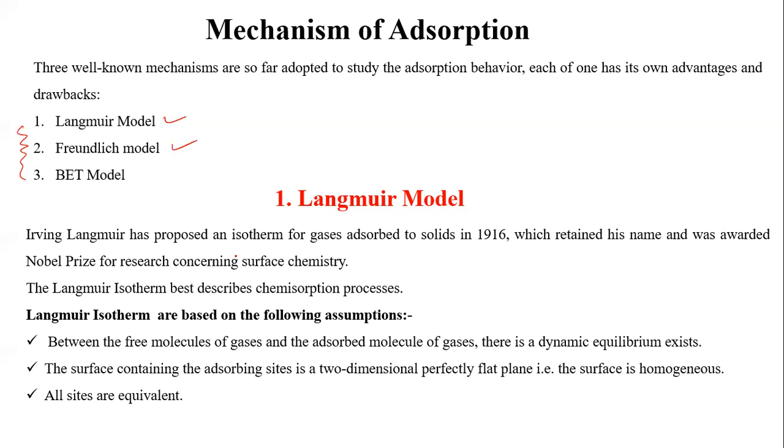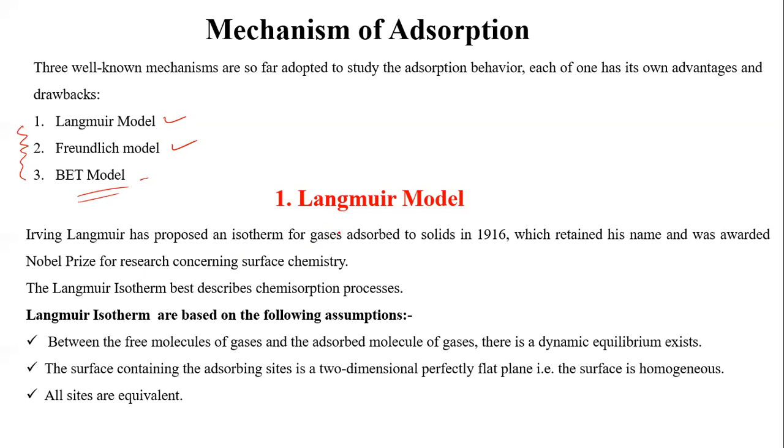So the three important models adopted to study adsorption are the Langmuir model, the Freundlich model, and finally the BET model. Now let's start with the Langmuir model. What are the advantages and disadvantages of the Langmuir model?